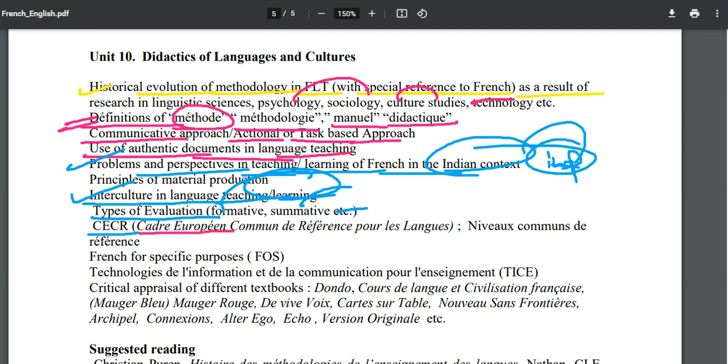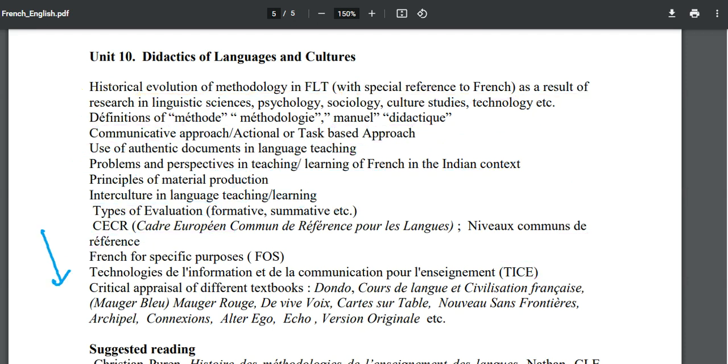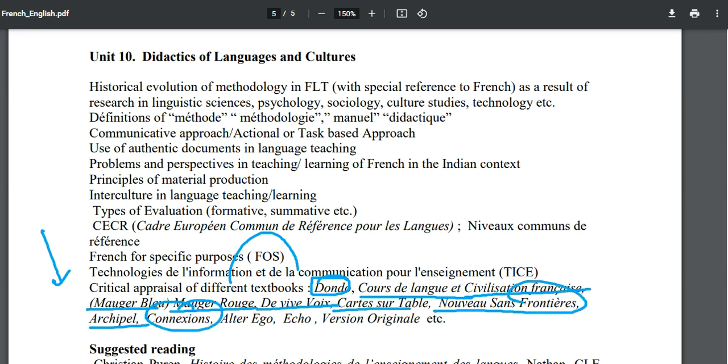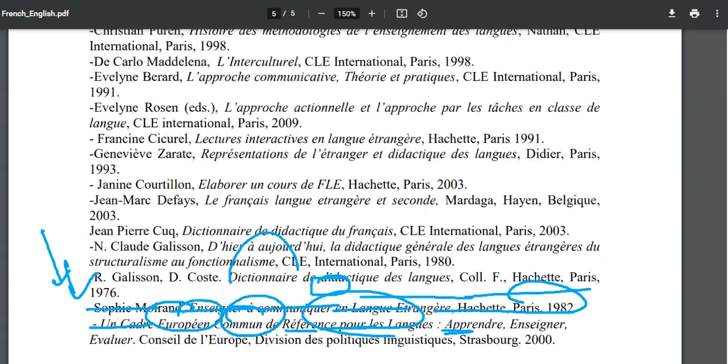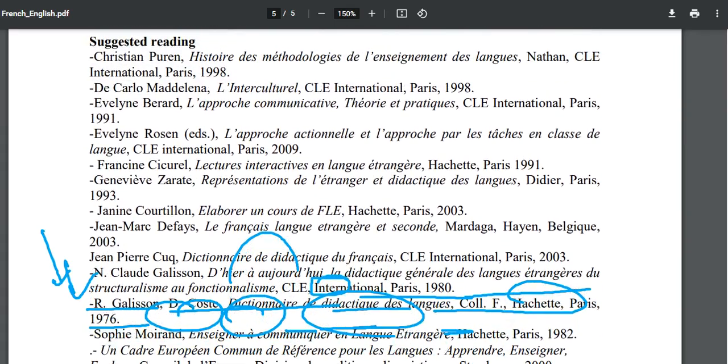CECR, cadre européen commun de référence pour les langues, niveau commun de référence, French for specific purposes, technologies de l'information et de la communication pour l'enseignement, TICE, this is important, and then the next, critical appraisal of different textbooks: Dondo, Le Nouveau Sans Frontières, Archipel, Connexion, Alter Ego, Echo, Version Originale, and others. Alright, all these books, critical appraisal of these books. This is unit number 10. And so we move on to the next thing, which is the suggested reading. You can refer to these as well.